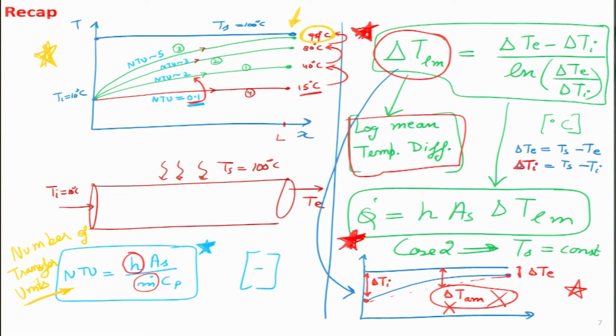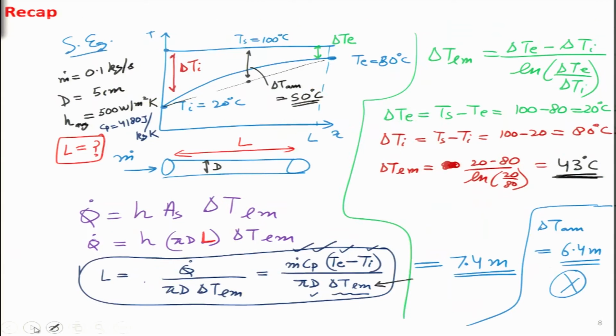Then we had also figured out this change in temperature delta T. Instead of using delta T average, we had figured out a term known as the delta T LM, which is the log mean temperature difference, and whose relationship is given over here. So, with this particular delta T, we had figured out that in order to calculate the heat transfer rate for the case number 2, where the surface temperature is constant, we can actually use delta T LM very nicely.